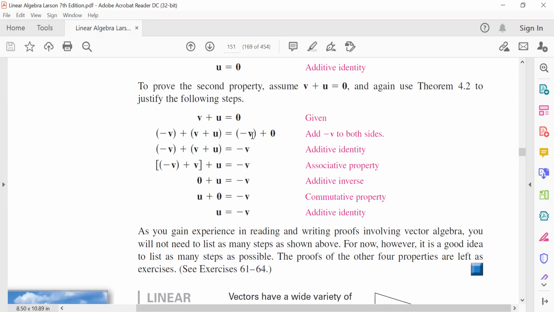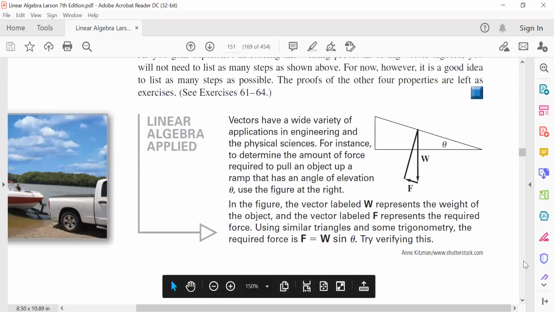Anyway, here negative v plus the 0 vector is just negative v, and that just kind of stays down the whole way. At the end of the day, u is equal to negative v, and pow. That's the proof. All righty. Well, that was loads of fun.